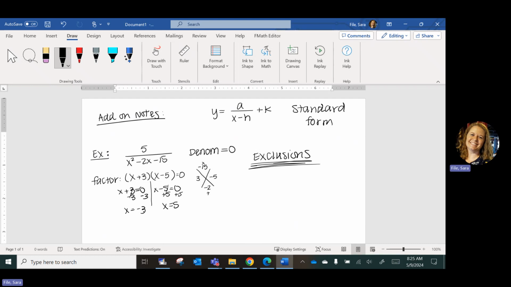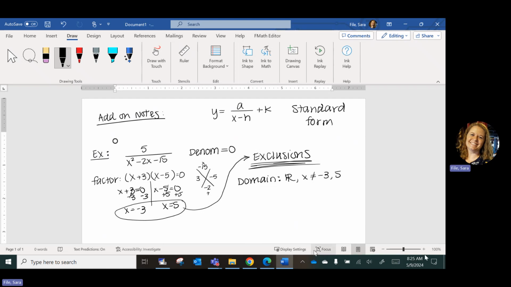That's what your domain is: everything except for those numbers. So those that we just came up with, those are what we call the exclusions. That's what x cannot be, because those are the values that would make our denominator 0.